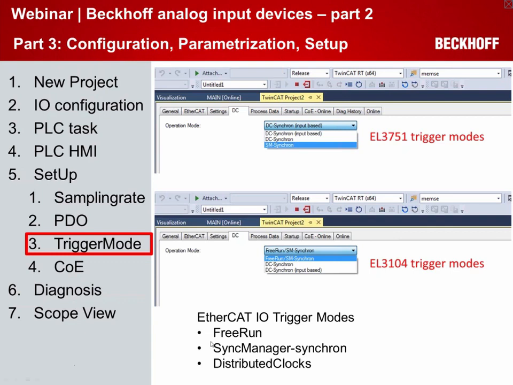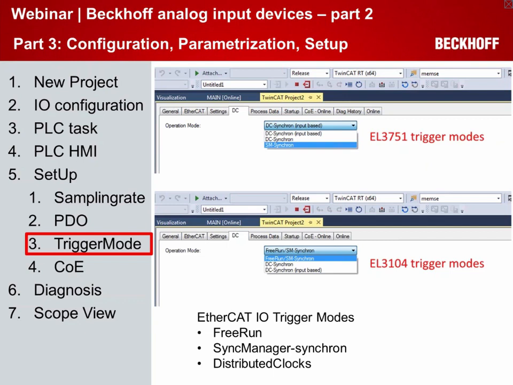The second way is the sync manager mode, the sync manager synchrone mode, or SM synchrone. That means that every time an EtherCAT frame goes through the terminal, through the EtherCAT slaves, it triggers the analog sampling in the devices. So it is a frame triggered mode, and therefore it is also based on the jitter of the EtherCAT frame.